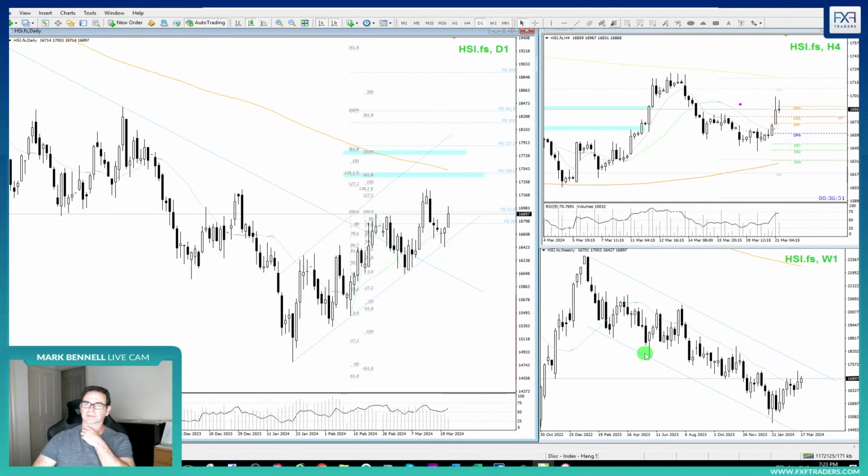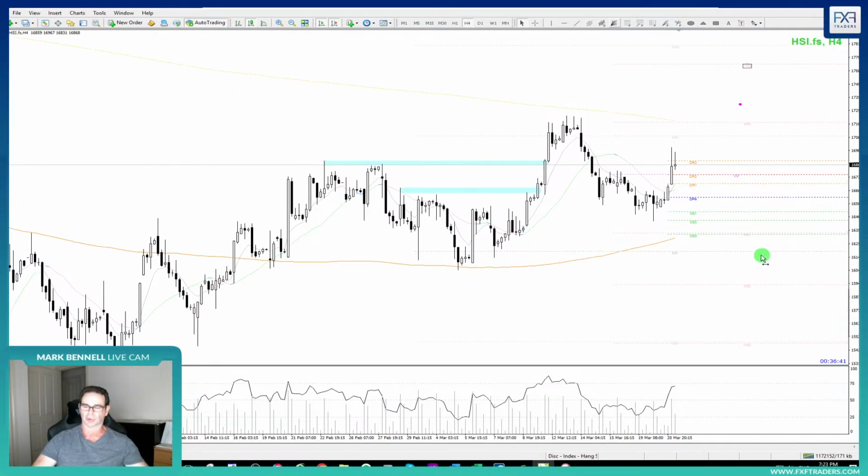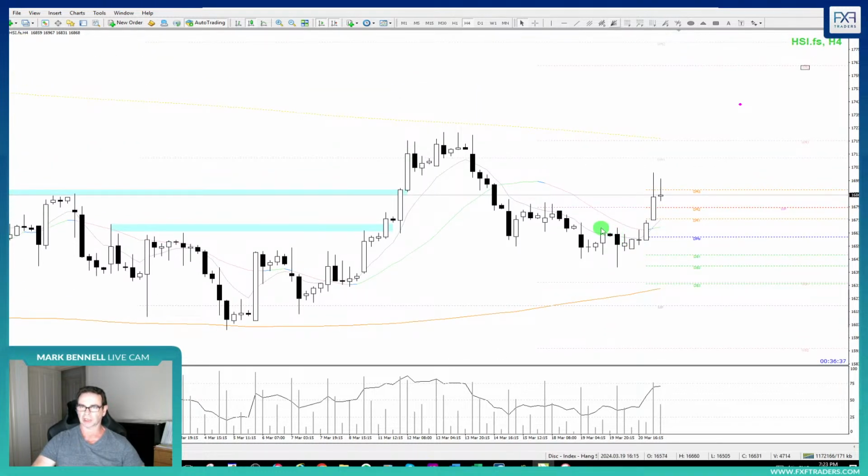Hang Seng. So beautiful pullback on the daily, back to the trend line, nice little pop. We want to try and catch that first pullback after the trend change. And where did that occur? Well, it's actually here on the 4 hour.